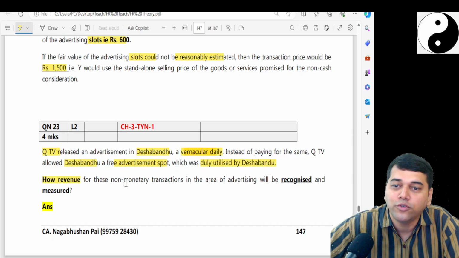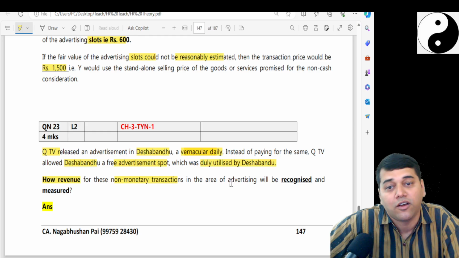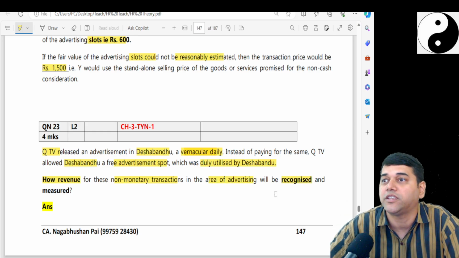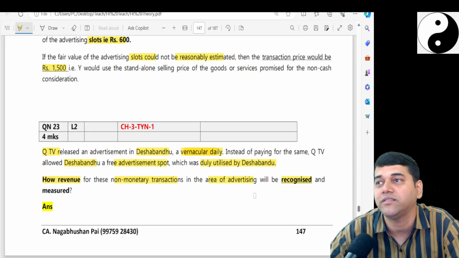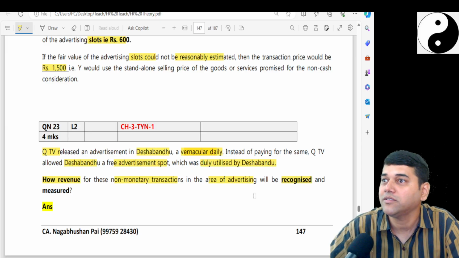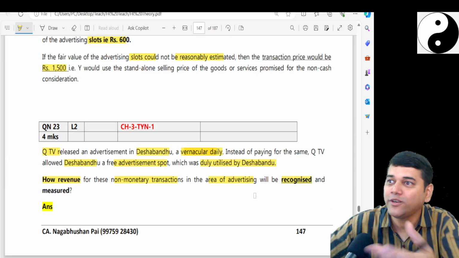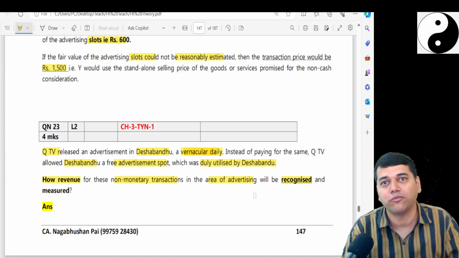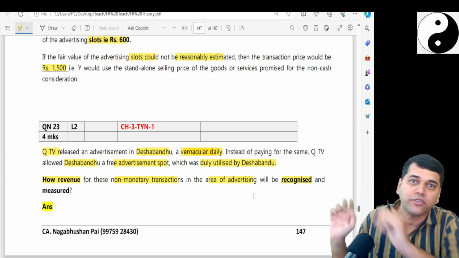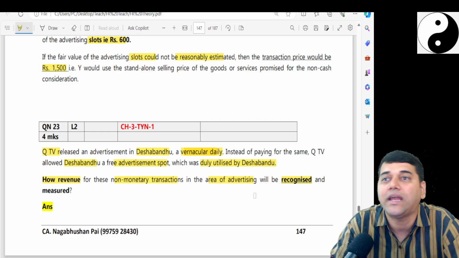Now, how will the revenue of a non-monetary transaction in the area of advertising be recognized? Now, for whom should we apply 115? Both, because both have sold their products. Advertisement slot is your product. For them also it is an advertisement slot. At what value should I recognize?